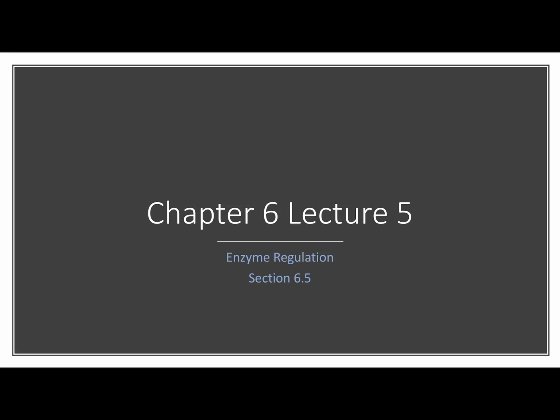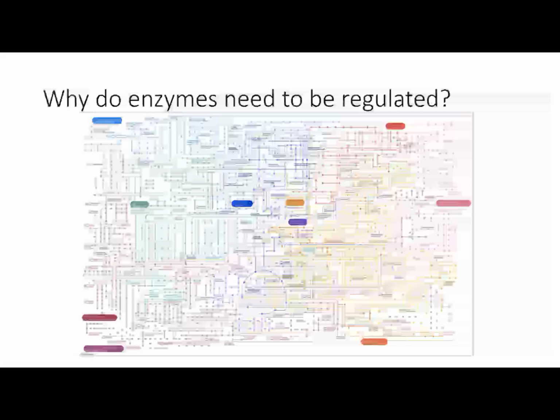Last lecture for chapter 6. We're going to be talking about enzyme regulation. So remember, from the last lecture, we talked about how every chemical reaction in a cell has to be catalyzed by an enzyme. Well, if you look at this figure, that is all of the chemical reactions, or most, in the human body. Would it make sense that all of those reactions are taking place at the same time?